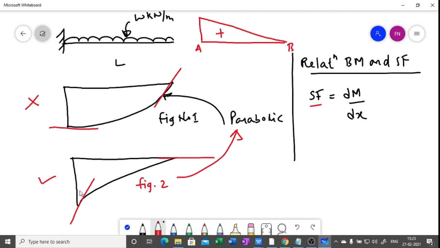The second figure is correct because at A the shear force is maximum, so the slope of the bending moment diagram is also maximum. And at B the shear force is 0, so the slope of the bending moment diagram at B should also be equal to 0. This is the reason why the second bending moment diagram is correct for a cantilever beam subjected to UDL over the entire span.